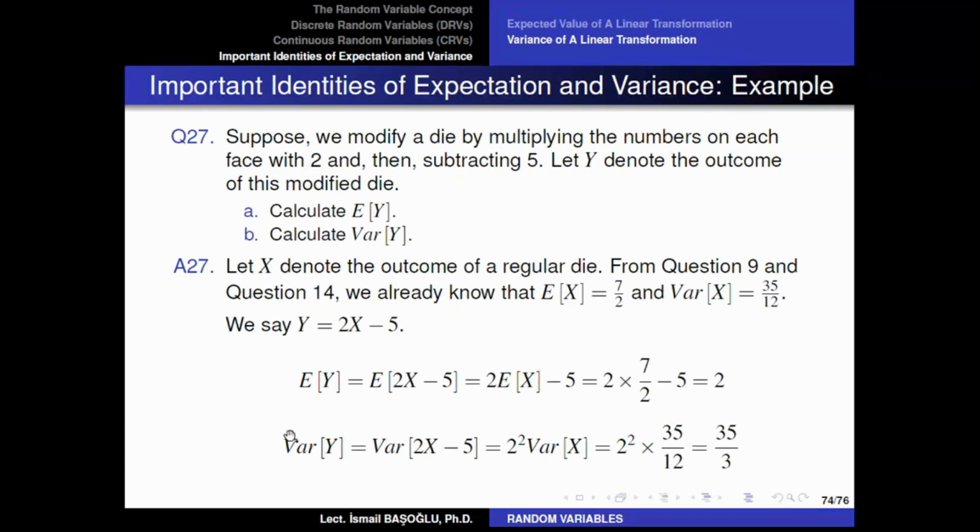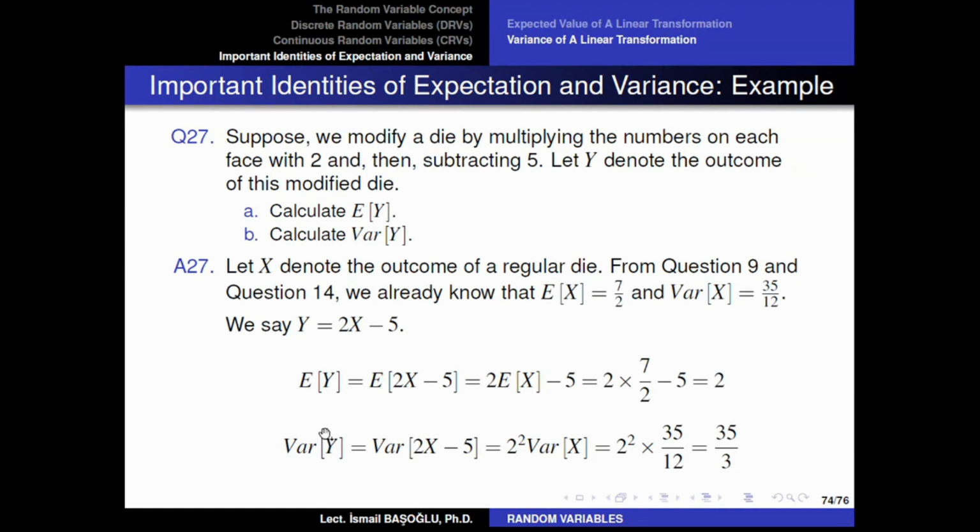Finally, the variance of y is what? The variance of y is equal to the variance of 2x minus 5. And again, from the previous propositions, we say that this minus 5 will not affect the variance. So it is not going to change anything. We are just going to remove it. And 2 here is going to get out of the variance as squared. And this is going to be equal to 4 times the variance of x. And we have already calculated the variance of x as 35/12 in question 14.